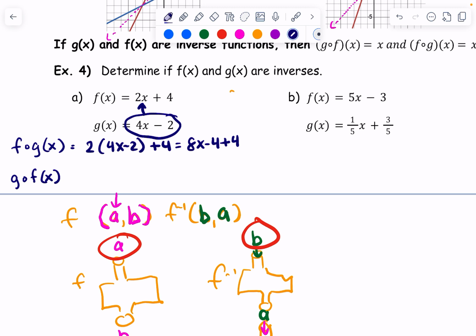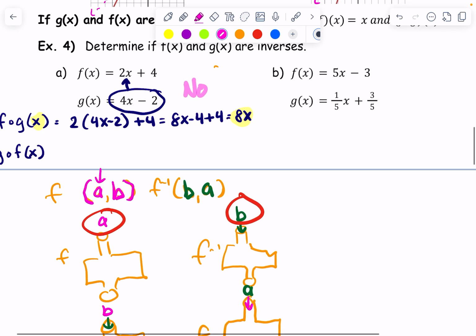And then you're going to come out with 8x. Well, if I put an x in, I better be getting an x out. Did I get an x out? No. So I don't even have to do the other ones. These are not inverses.